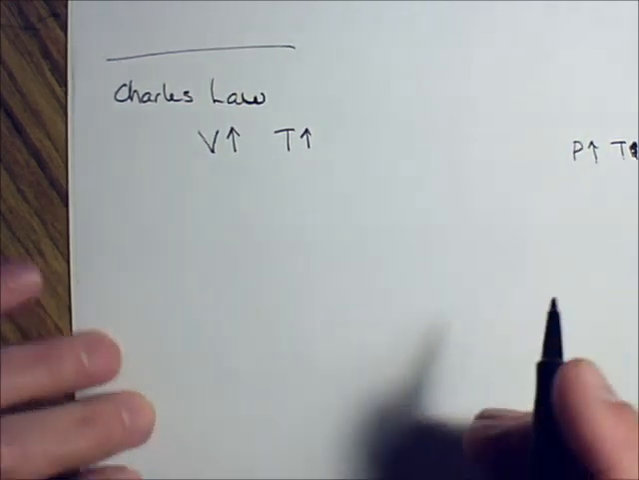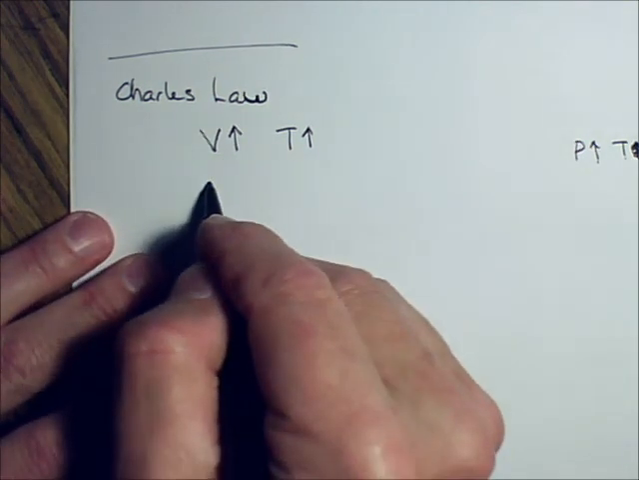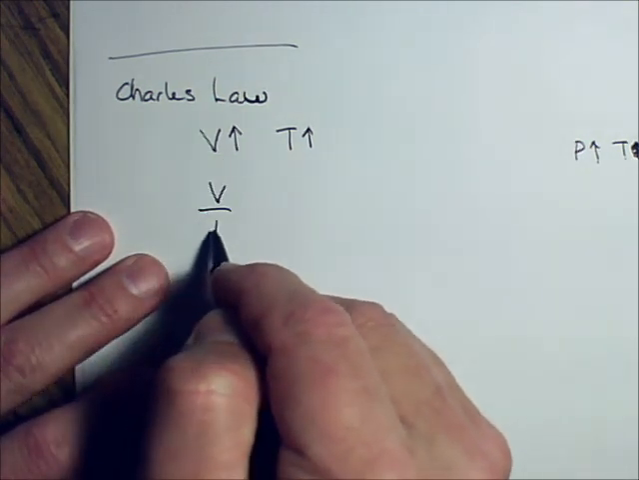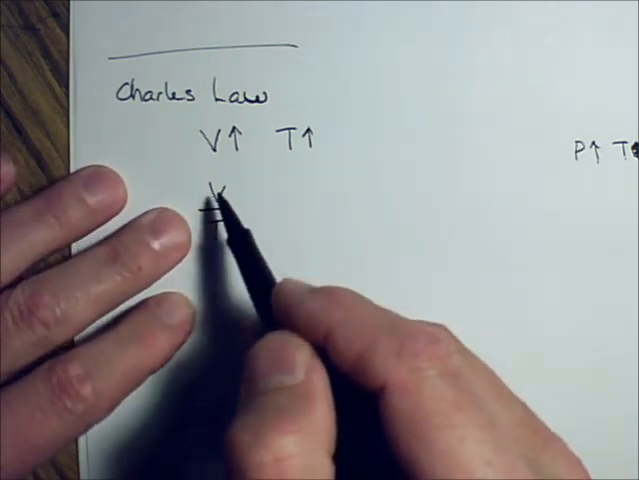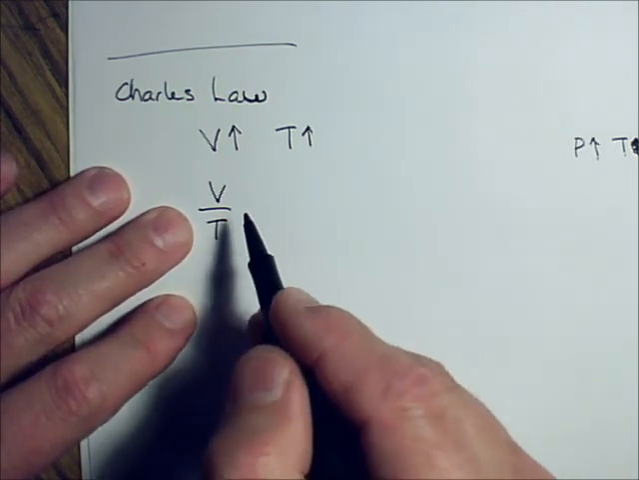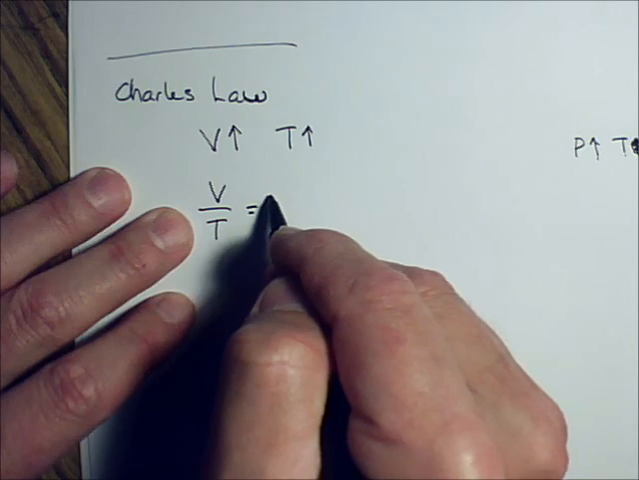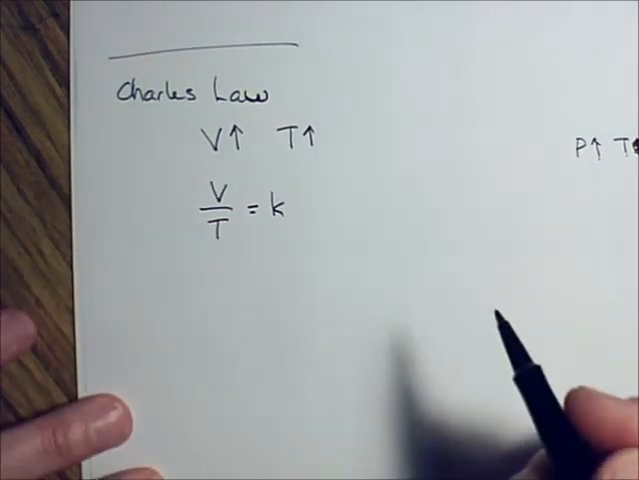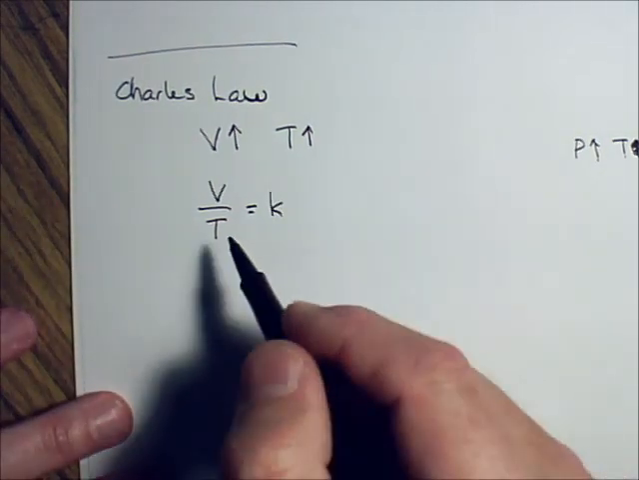Okay? All right. Well, so we can write this in this fashion. If they're changing in the same way, then if I put them in a fraction like this, they're going to equal a constant. That's the nature of Charles' law.